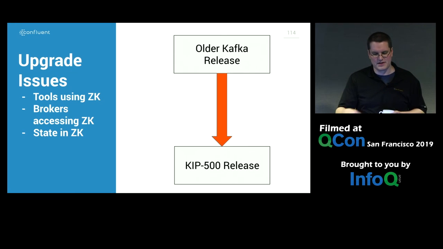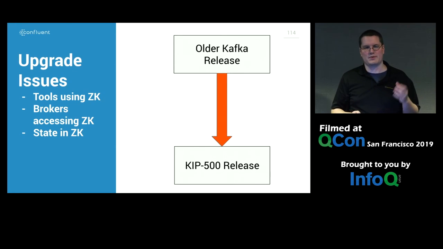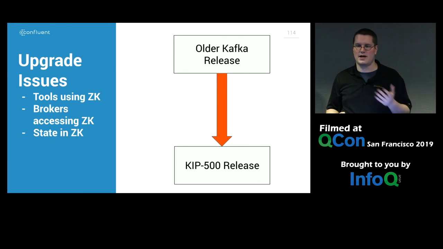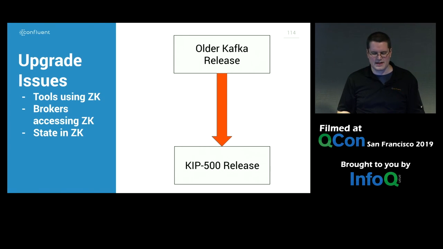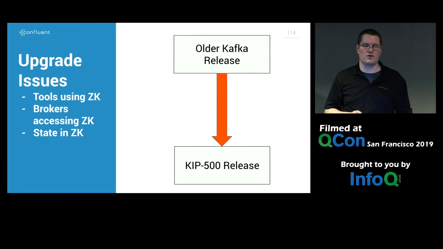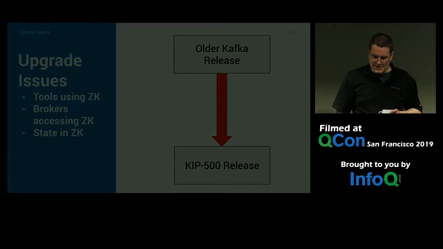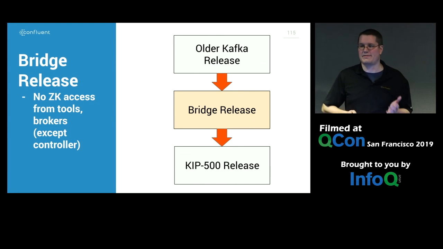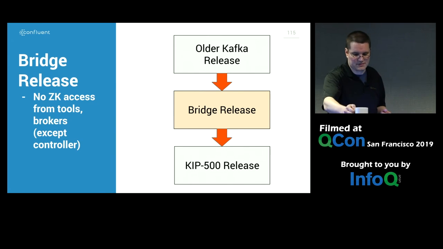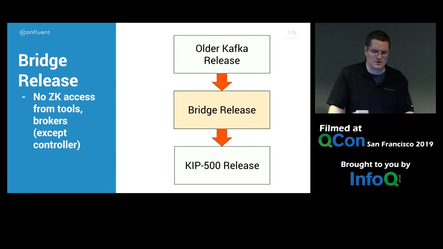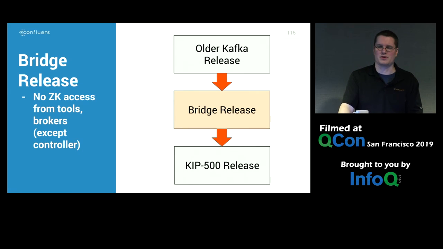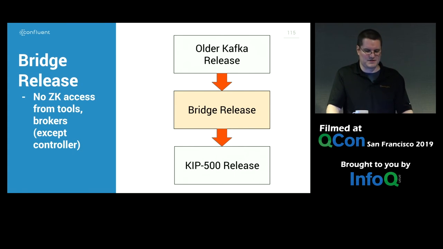And you guys probably already know this, but a rolling upgrade is one in which you upgrade nodes one by one, and there's no actual downtime. And this is something Kafka has supported for a long time, and it's very important to us. So in order to keep that working, we have this concept of a bridge release. And in the bridge release, there's no Zookeeper access from the tools, and there's also no Zookeeper access from the brokers except the controller. And the rationale behind this will be apparent in a few slides.